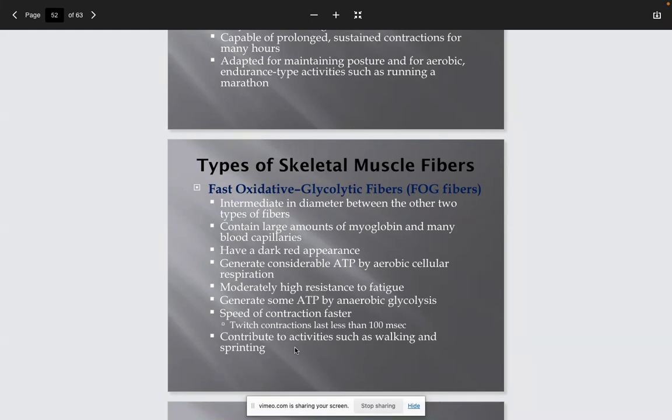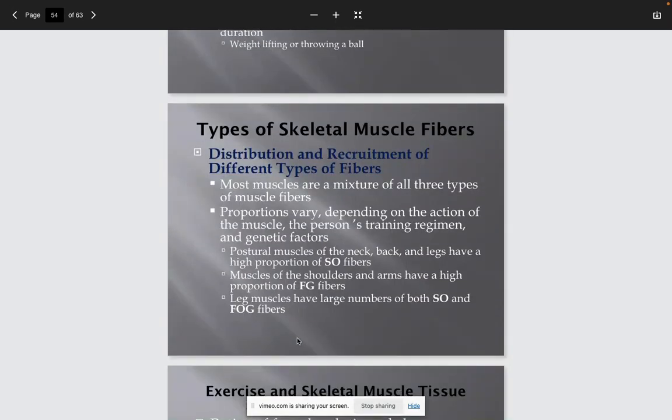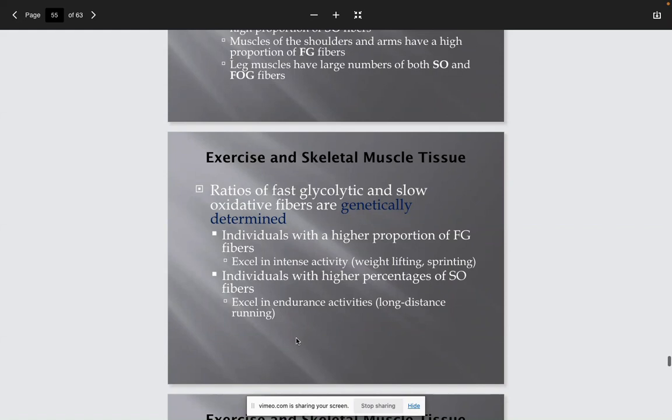So fast twitch fibers are going to be more prevalent in sprinters, right? Marathon runners are going to have more slow oxidative fibers, whereas sprinters are going to have more fast twitch, fast oxidative fibers. The ratio of fast glycolytic and slow oxidative fibers is genetically determined. Individuals with a higher proportion of fast glycolytic fibers excel in intense activities such as weightlifting and sprinting. Individuals with higher percentages of the slow oxidative fibers excel in endurance activities such as long distance running.